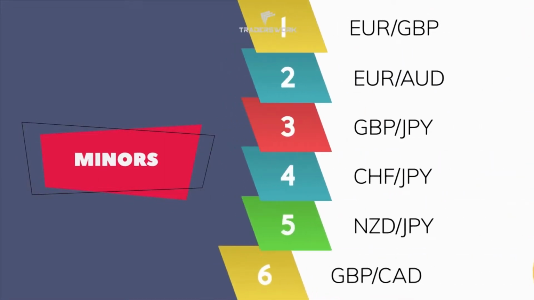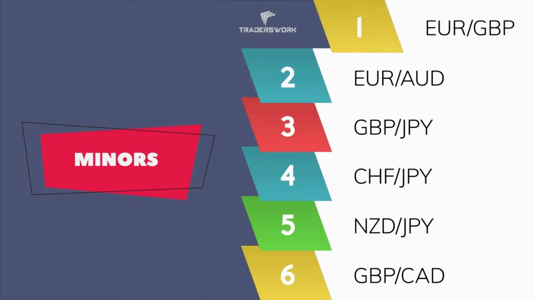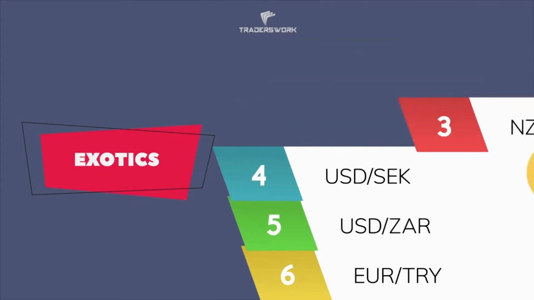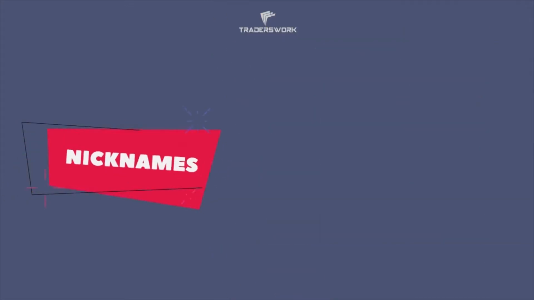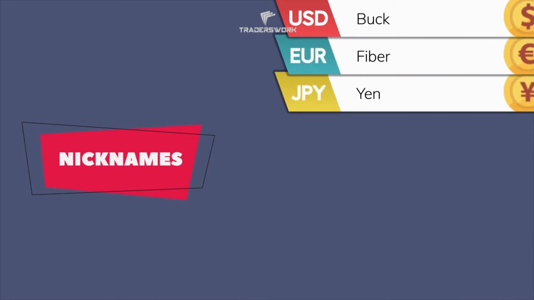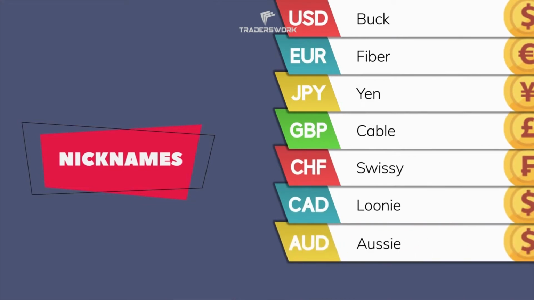You can learn other symbols later, such as the minors or crosses, which are currency pairs that don't include the US dollar, and the exotics, which are defined as currencies that lack market depth, are thinly traded, and are traded at low volumes. Sometimes you might hear a certain currency referred to by their nickname. We've included these currency nicknames in our tables to get your Forex vocab up to scratch.